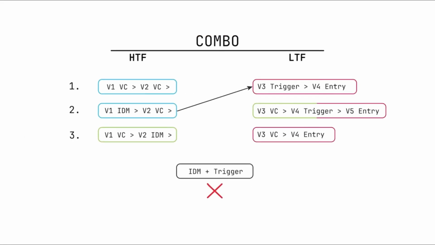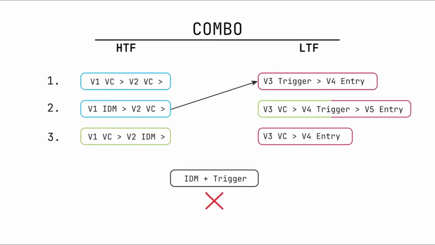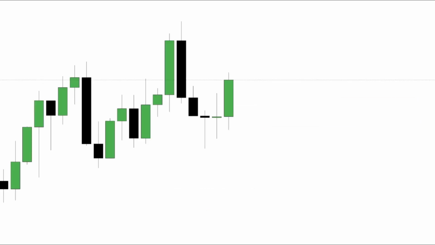In this video, we will analyze a few examples of how to enter positions using the combination HTF2 LTF1. First example. The first logical element we need is V1 inducement greater than V2 volume confirmation.